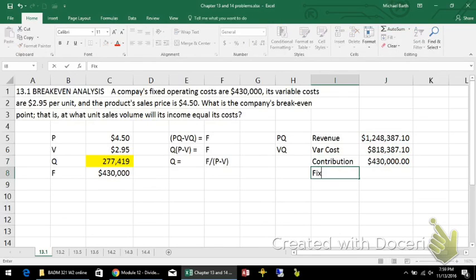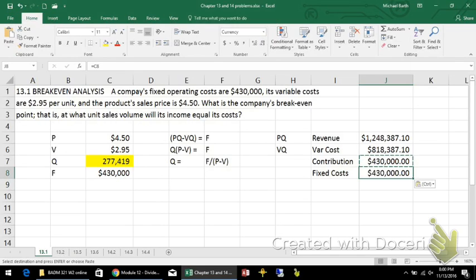If my fixed costs are $430,000, then my profit would be zero. And that's what it means when we say the break even. It's the point where the profit is exactly zero.